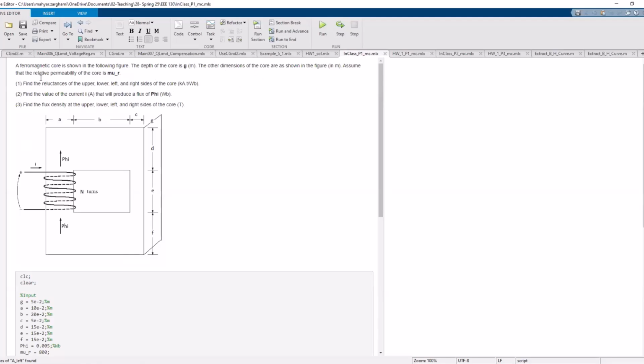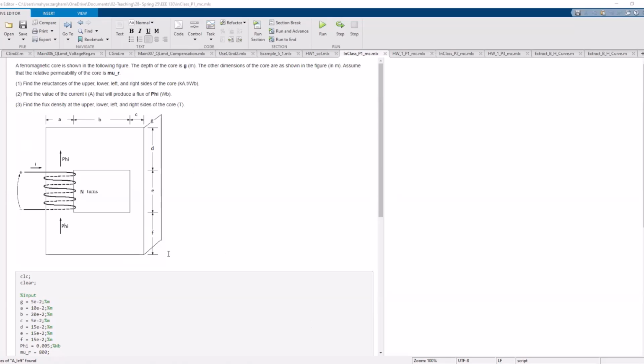We're assuming that there is a relative permeability associated with this core, which is constant and equal to mu r. We want to find out the reluctances of the upper, lower, left, and right sides of the core in a certain unit, kiloamp turns over Weber, and find the value of the current that produces a certain value of flux, phi, in Weber. And we want to find the flux density at the upper, lower, and right sides of the core.